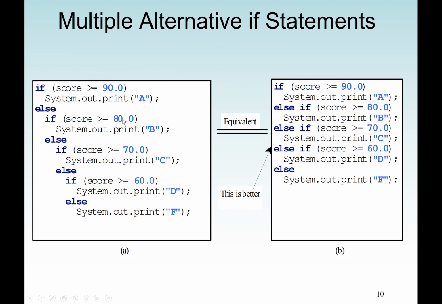Else, if it's greater than or equal to 80, we get B. Else, if it's greater than or equal to 70, we get C. Else, if it's greater than or equal to 60, we get D. Then the last section is only else. So this is more or less like a default. If all the conditions are false, the last one will always execute.